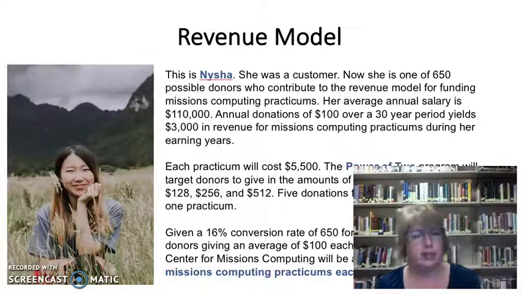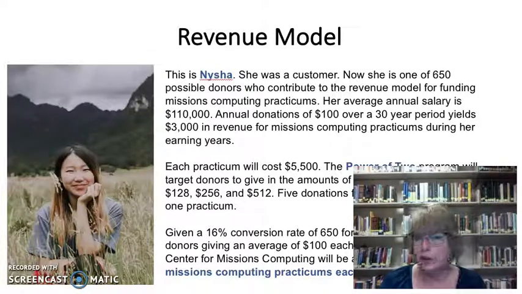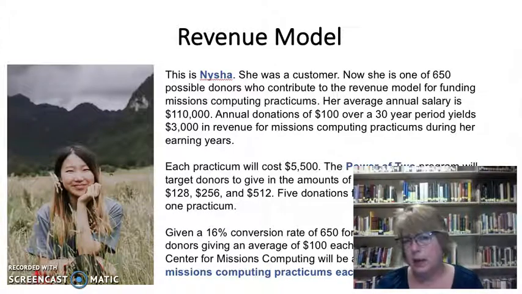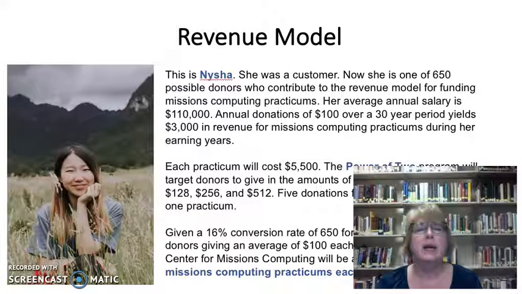So this is Nisha. She is one of our future customers. She's graduating this year from Taylor University, and she is one of 650 possible donors that could be a part of our funding program for our revenue model. Computer science students, the average salary for a computer science person out there in the world, or in the United States anyway, is about $110,000.